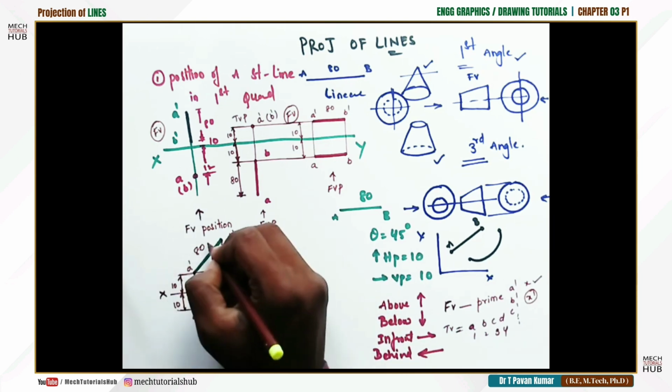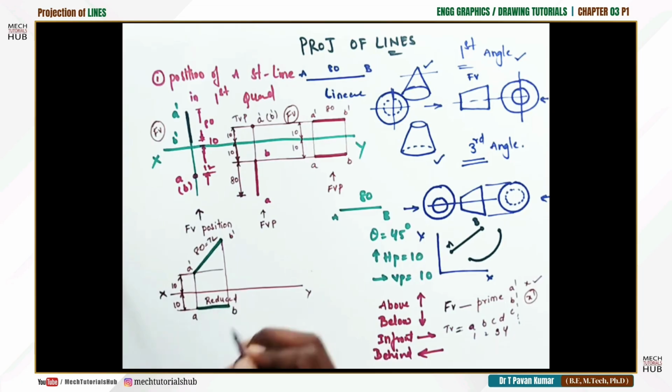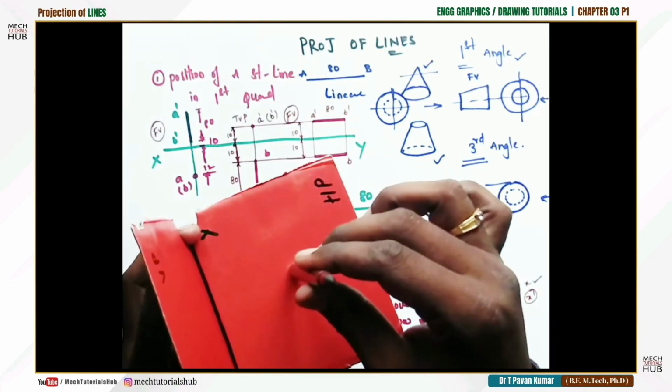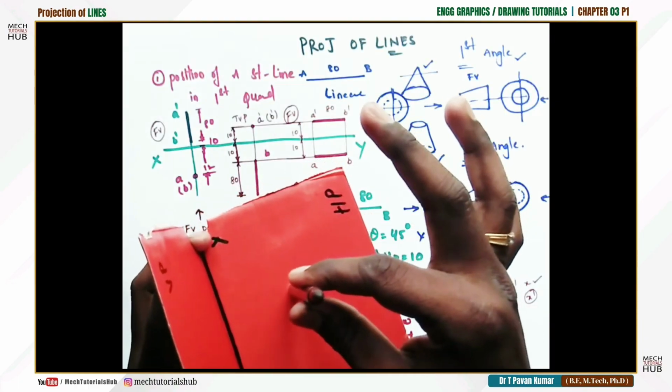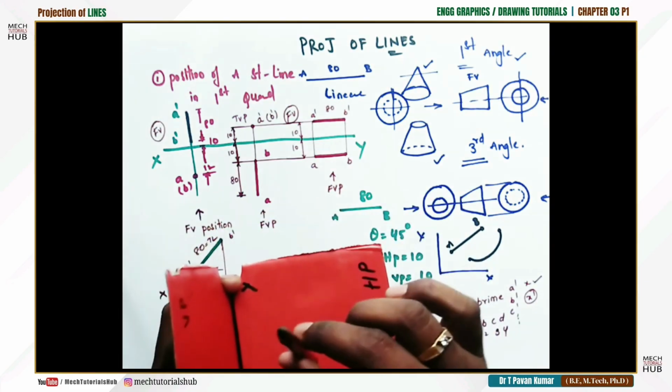The 80 mm we have drawn is the true length, but this we call the reduced length. Fine. So whenever a line is inclined, until it is perpendicular, we could see the true length. From the top, only a point is visible.